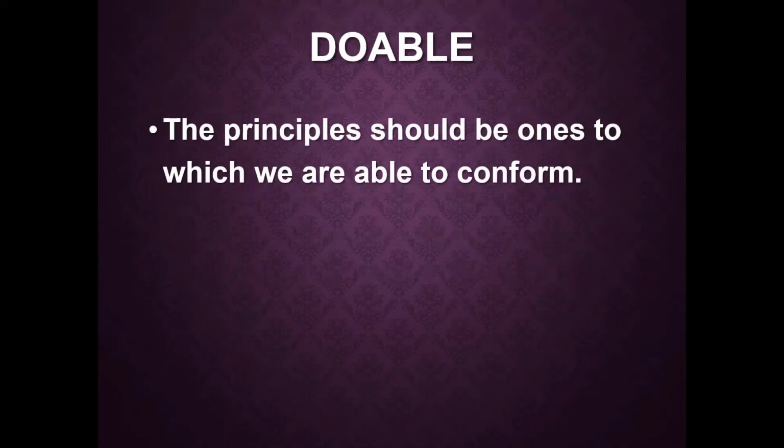Finally, moral principles are doable. The principles should be ones to which we are able to conform. So they should not demand from us things that are not possible. It would not be a reasonable moral principle that everyone ought to donate $1 million to the Salvation Army at Christmas time, because most of us, of course, don't have $1 million. We would be incapable of complying with such a principle. So moral principles are things that we can do. Those are the three characteristics of moral principles that we need to cover in this video.